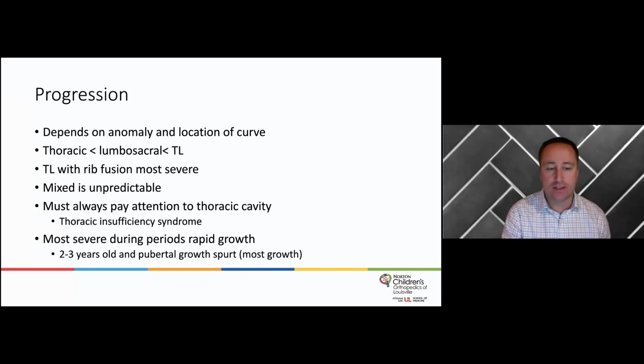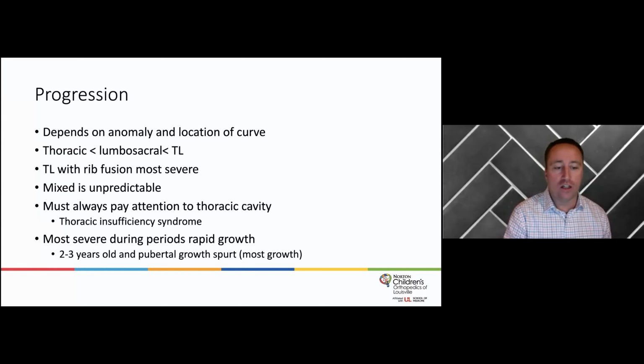Sometimes you'll see patients who have three or four hemivertebrae, and they all balance each other out, so they really don't end up having a big curve. But you really need to pay attention to the thoracic cavity as well, because if you do have fused ribs, you can get something called thoracic insufficiency syndrome. That's essentially where the thoracic cavity cannot expand, and that causes impingement of their lungs, and they cannot breathe very well.